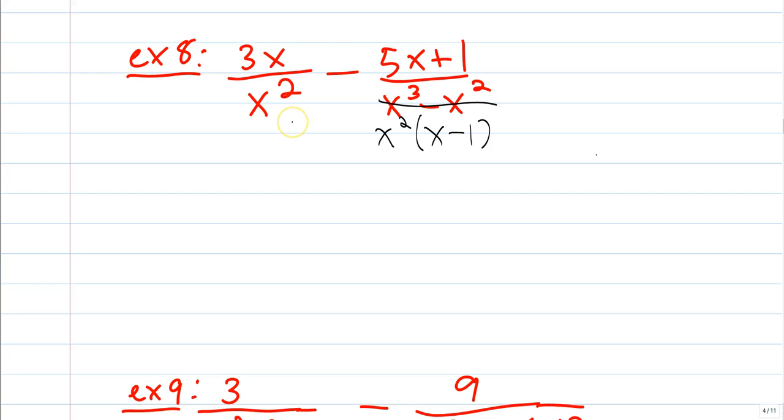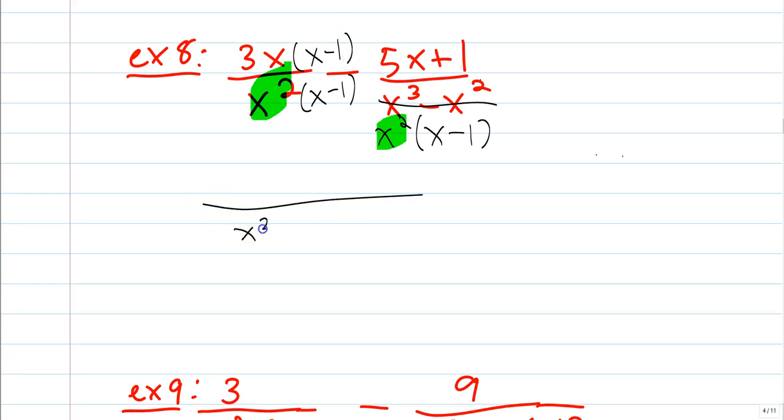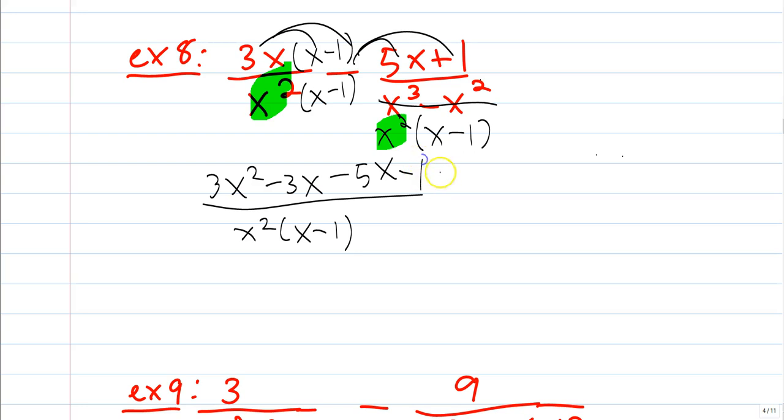Well, now I can look at the left and go, well, look, they both have an x squared. What does it need? It needs an x minus 1 to have a common denominator. If I do it to the bottom, do it to the top. So now we have a common denominator of x squared times x minus 1. On the top, we are going to distribute and add, so 3x squared minus 3x. This negative, just like we did last time, will distribute to make it minus 5x minus 1. So how about 3x squared minus 8x minus 1?